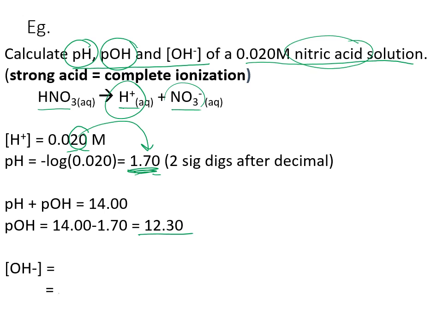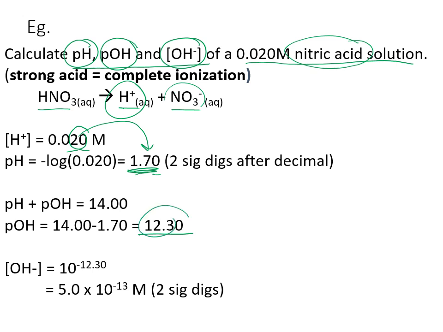Now that we have the pOH, we can use that quickly to find the OH concentration, and we can say 10 to the exponent negative 12.3 is going to give us 5 times 10 to the negative 13 moles per liter. And again, because we're going for 2 decimal places in the log version of the number, we should have a total of 2 sig digs in the concentration version of it.